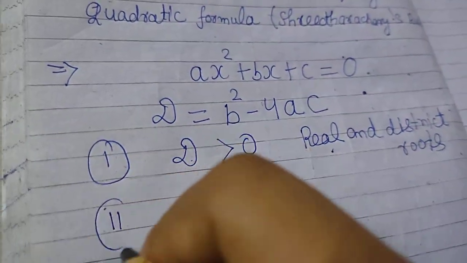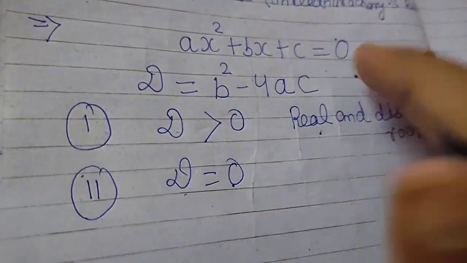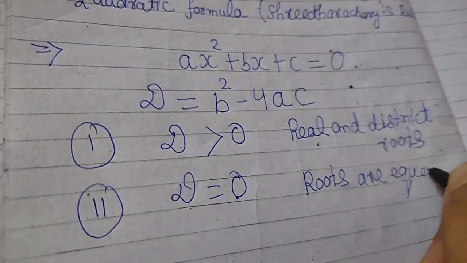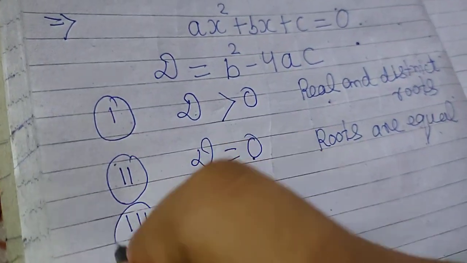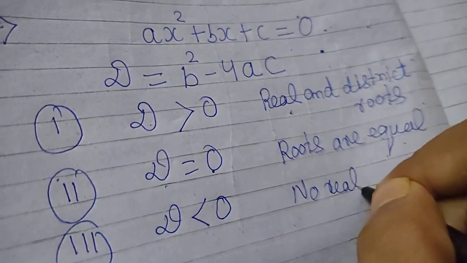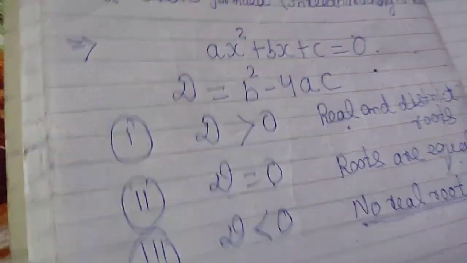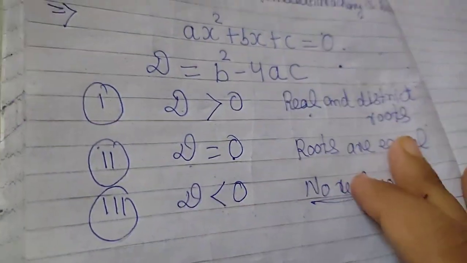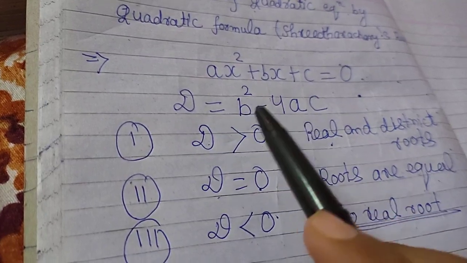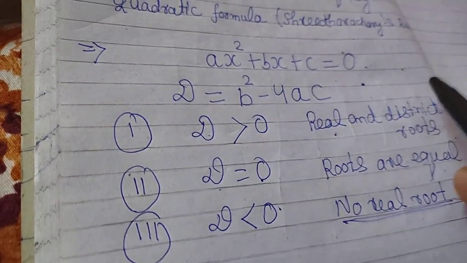If D is equal to 0, then both roots are equal. And the third condition is that if the value of D is less than 0, there is no real root. It means no real root exists. It is not possible to find the solution of such a quadratic equation. So these are the three conditions of the quadratic equation by finding the discriminant. And the value of discriminant is b square minus 4ac.